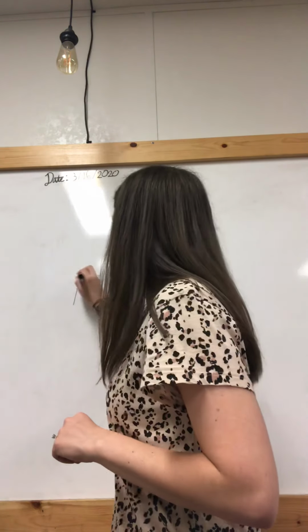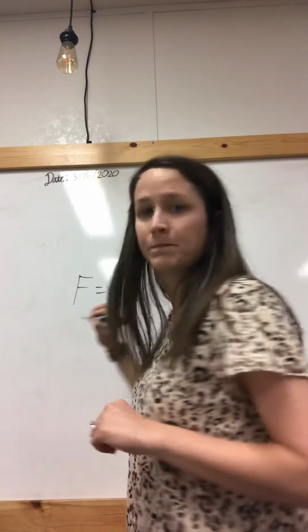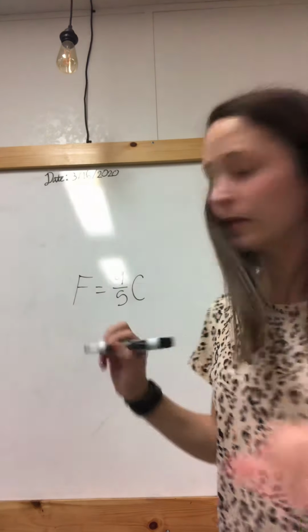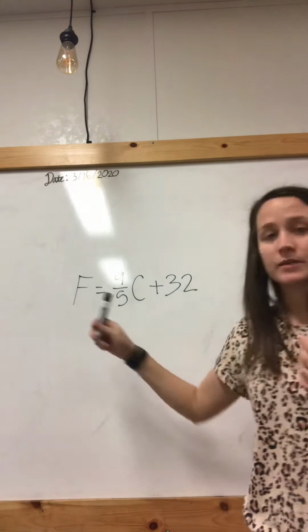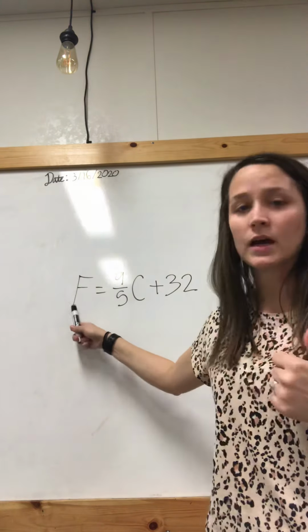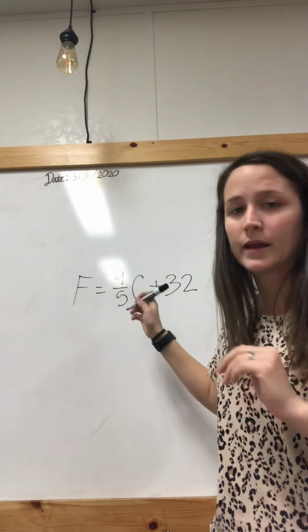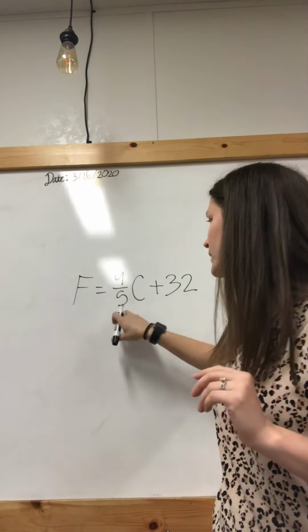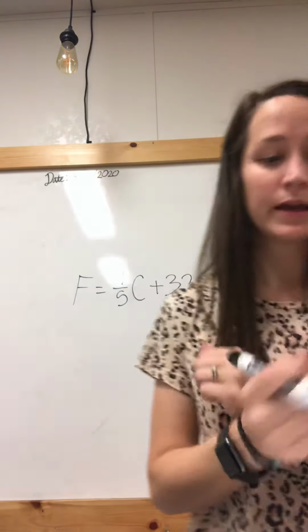Okay, so to convert from the Celsius scale to the Fahrenheit scale, use this formula: F equals 9/5 C plus 32. Okay. So this F represents Fahrenheit, this C represents Celsius, okay? Remember, when a number and a letter are pushed up together, that means to multiply them, okay?